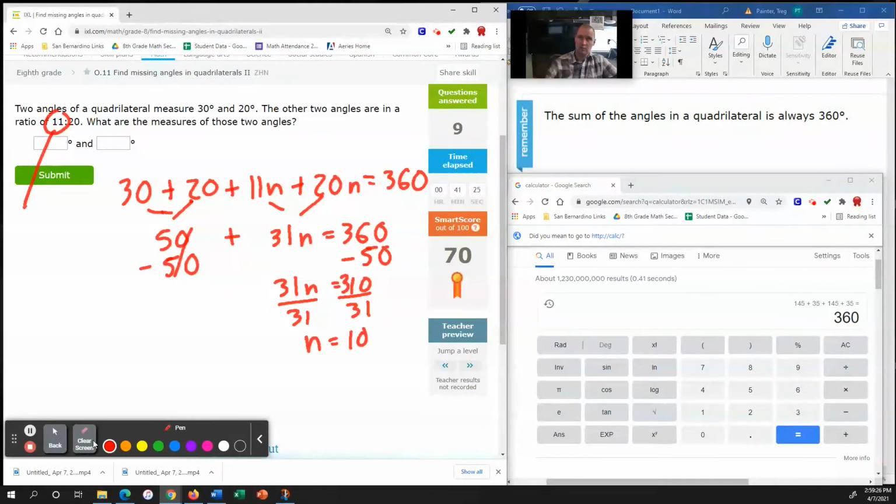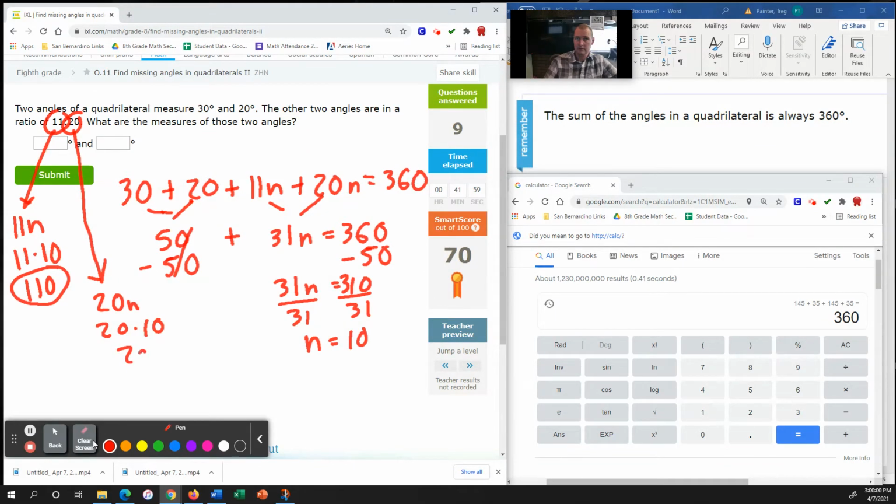And let's go ahead and bring down 11. So it's 11n. So 11 times n is equal to 10. 11 times 10 is 110. There's one right there. And 20n. Go down here, make some room. We got 20 times n, and 20 times 10 is 200 even.